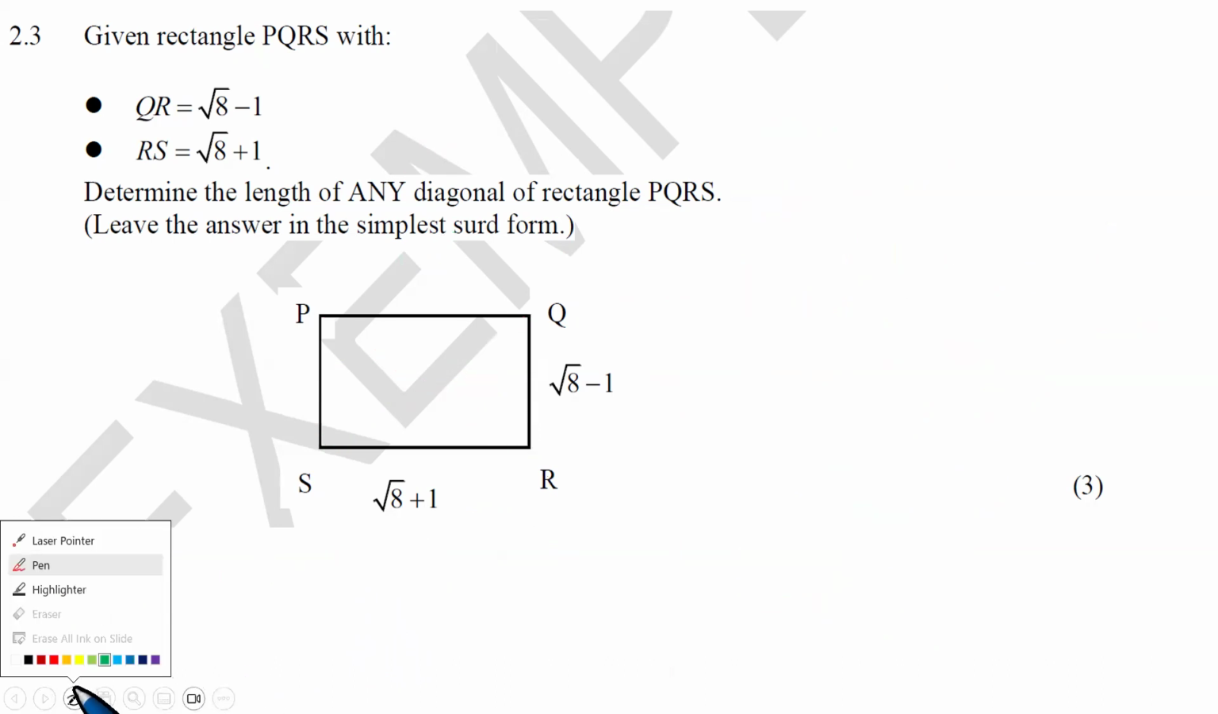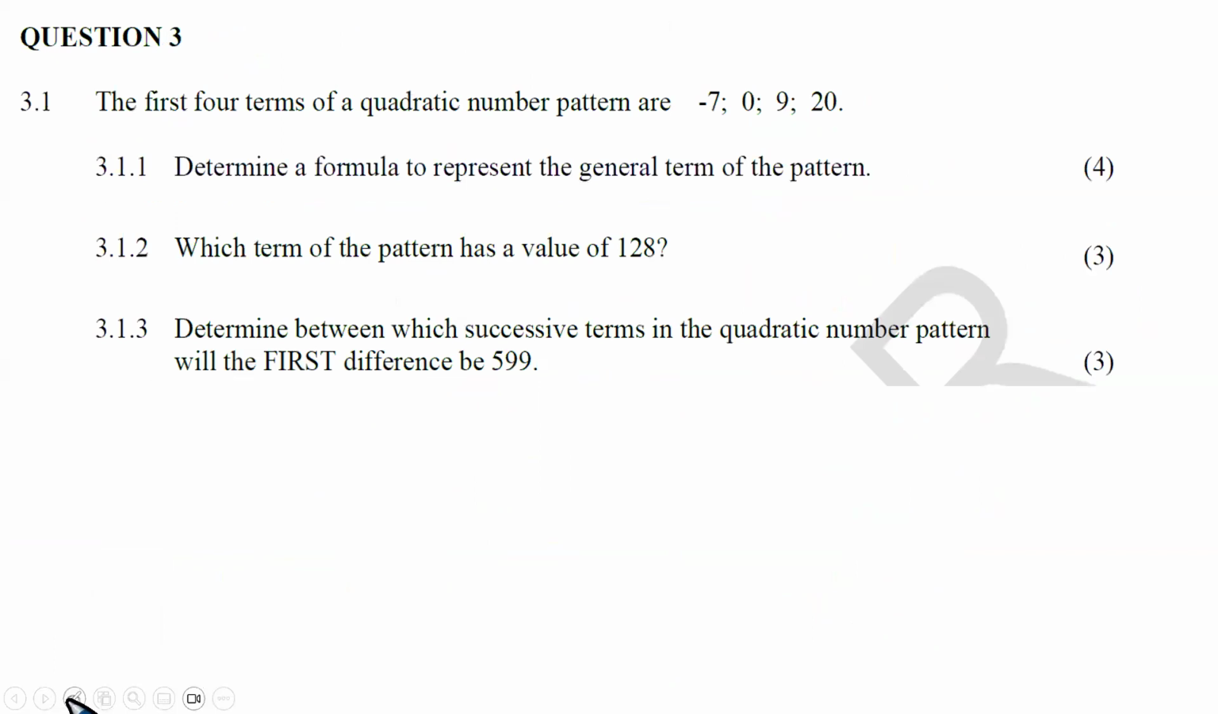Right, in the next question, we want to deal with number patterns. Let's deal with number patterns. Now the first 4 terms of a quadratic number pattern are -7, 0, 9, and 20. We're interested in solving these step by step. Let's proceed to solve this one. Determine a formula to represent the general term of the pattern. All right, we are interested in a formula to represent the general term of the pattern. Take note of the fact that we're answering question 3.1.1 at the moment.